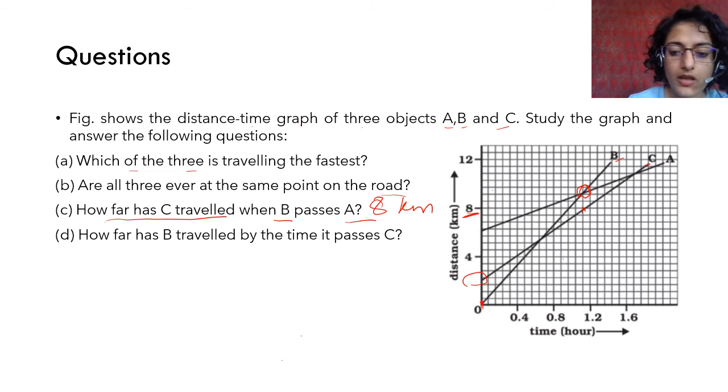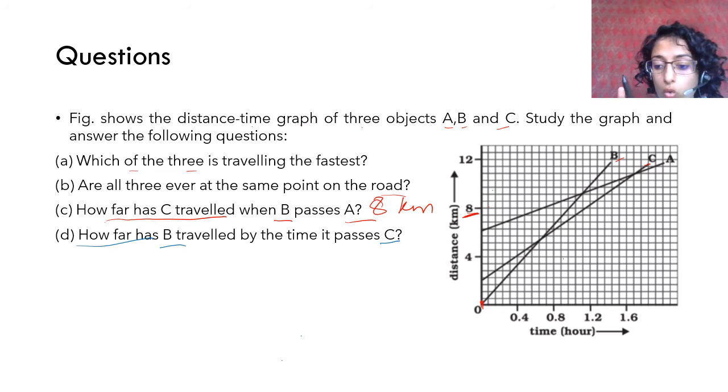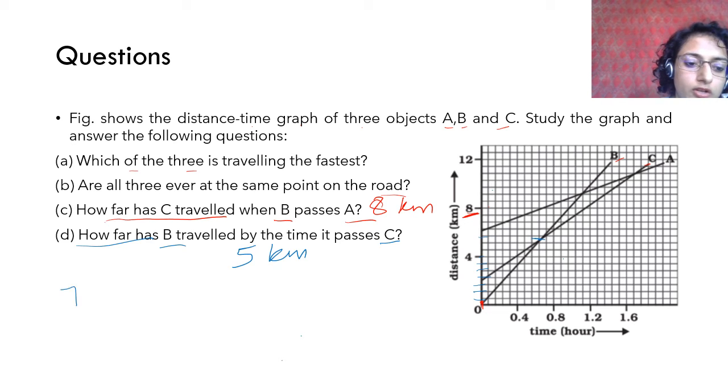Then the next question is, how far has B traveled by the time it passes C? Again, the total distance traveled by B by the time it passes C. When does it pass C? When they meet here. Okay. You can say that this is approximately maybe 5 kilometer or so. 5-ish kilometer. If you want to be more exact, you take this value, you say 1, 2, 3, 4, 5, 6, 7. There's 7 divisions for 4 kilometers.